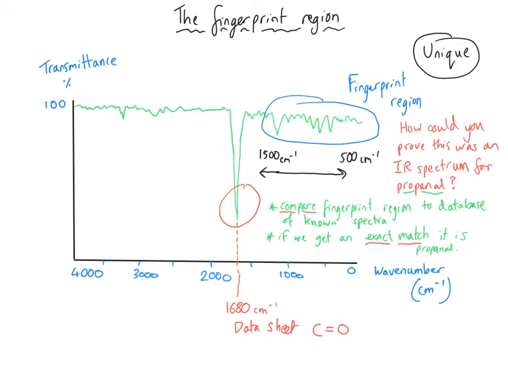We don't need to say both of those things, so it's more likely and more useful that we would say we would get an exact match to prove something's identity. And that's the great power of the fingerprint region, to confirm our identity of our unknown substance.